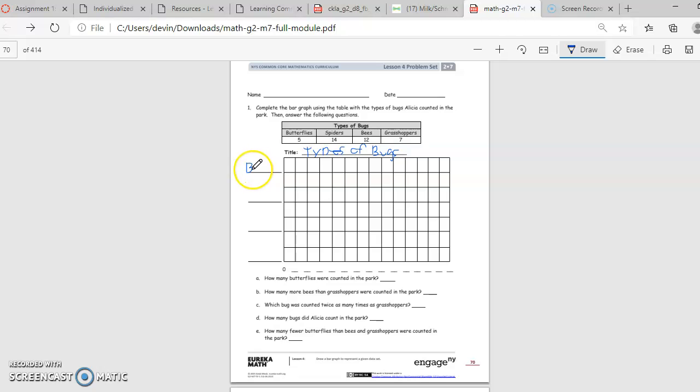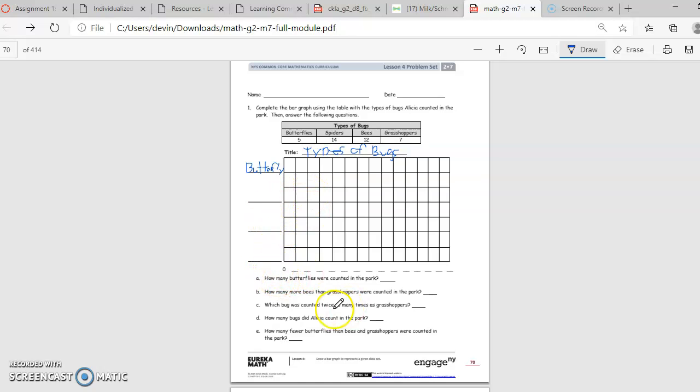Please write out the whole word, because if we just wrote B for butterflies and B for bees, we wouldn't know which was which. So butterflies, spiders, bees, and grasshoppers.